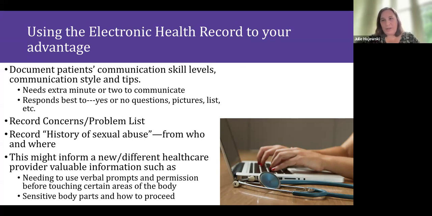Make sure you don't touch his belly until you talk to him and he's comfortable, right? Putting those in the notes in the electronic health record for the next person to be able to click on it and go, oh, this is like a treasure trove of how to have a good first visit with this kiddo.